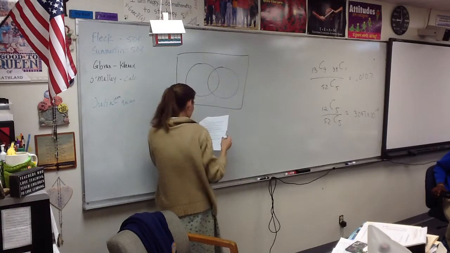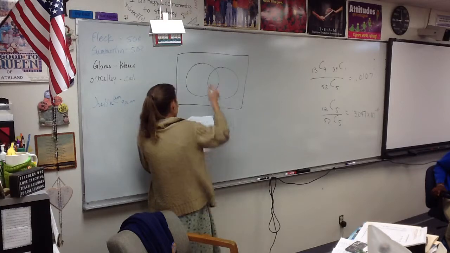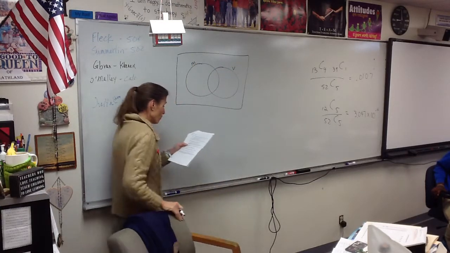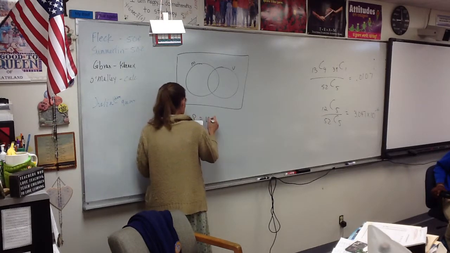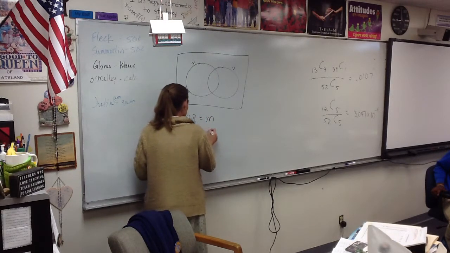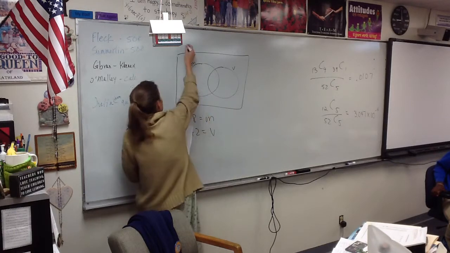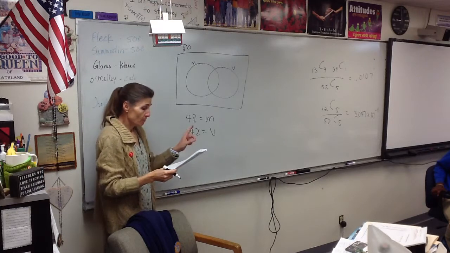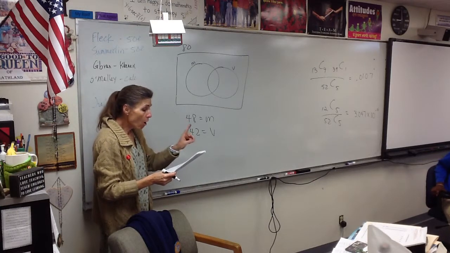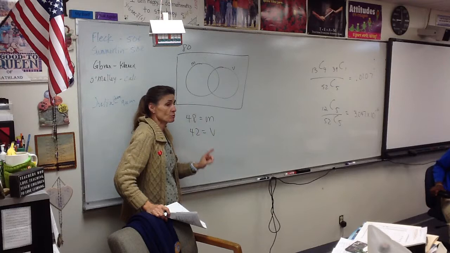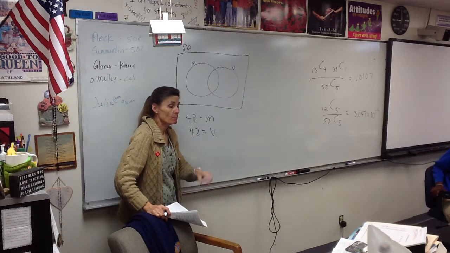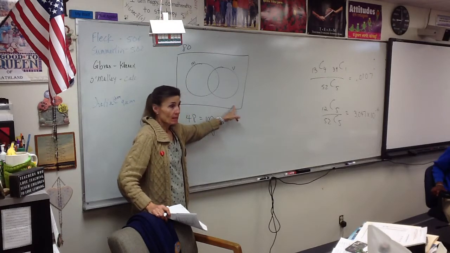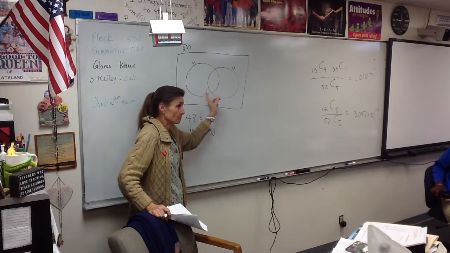And we have matrices and vectors. 48 of them love matrices. 42 of them love vectors. There are 80 altogether in the room. Now, all of them enjoy matrices or vectors. It says that in the problem. What does that tell me? There's nobody out here, right? Everybody's going to be in a circle.